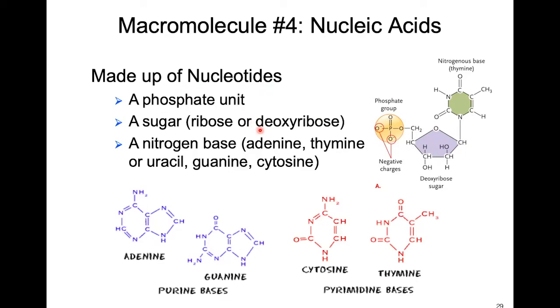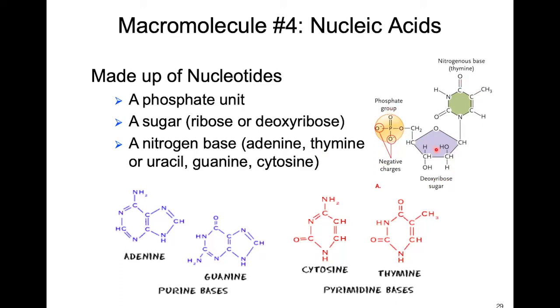DNA stands for deoxyribonucleic acid, whereas RNA stands for ribonucleic acid. So if you're looking at a DNA molecule, well, we know we are looking at a nucleotide in our DNA because we have a deoxyribose sugar in this image here.